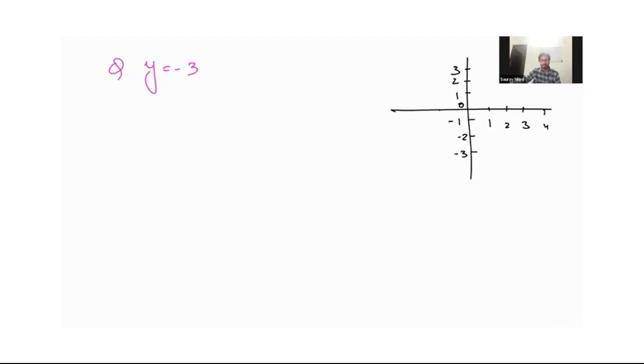Next, the third question is y equals minus 3. Now y equals minus 3, here you only have your y value. So this is your 0, this is your minus 1, this is your minus 2, and this is your minus 3. This is your 1, this is your 2, this is your 3, this is 1, 2, 3, 4, and this is minus 1, minus 2, minus 3, and this is your minus 4.